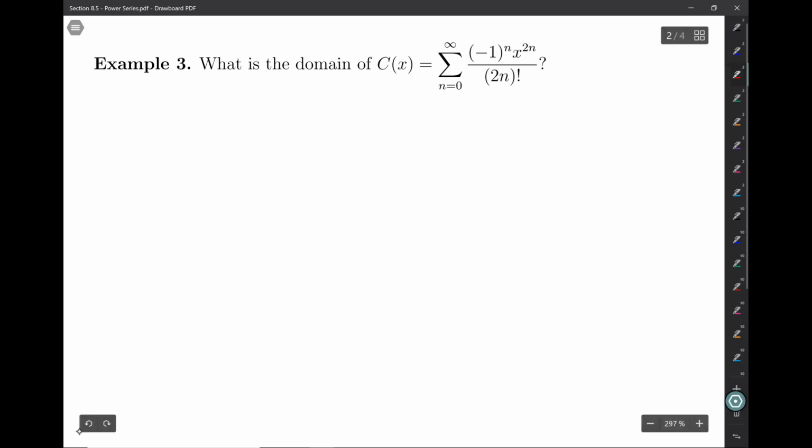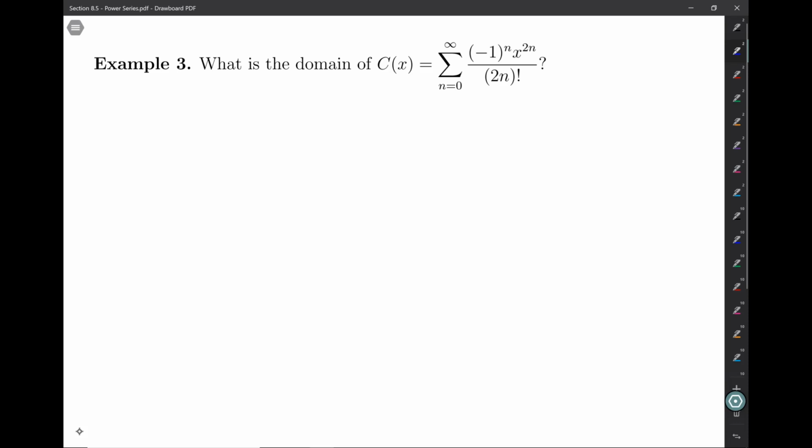I see an alternating factor here of negative 1 to the power of n, so I might want to use the alternating series test. But the disadvantage of using the alternating series test is that it tells us when the series converges, but it doesn't necessarily tell us when the series diverges. So there are other series tests that are a little bit better. Usually you want to aim for a series test that will tell you both when the series converges and also when it diverges.